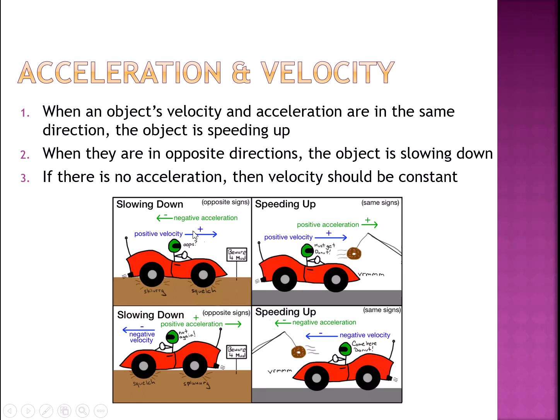If they are opposing signs, opposing directions, then you are slowing down. You're moving to the right, but you're slamming the brakes, so therefore your acceleration is in the opposite direction, then you're going to slow down. And same thing down here. Moving to the left, but you have a positive acceleration, you're slowing down.